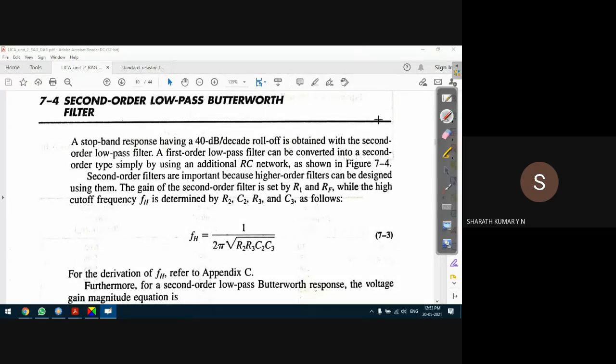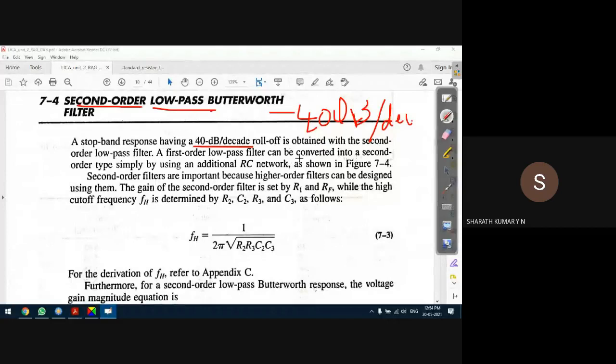Low pass means the same. Second order means the rate at which the gain reduces is minus 40 dB per decade. So the stop band response rolls off at a rate of minus 40 dB per decade.